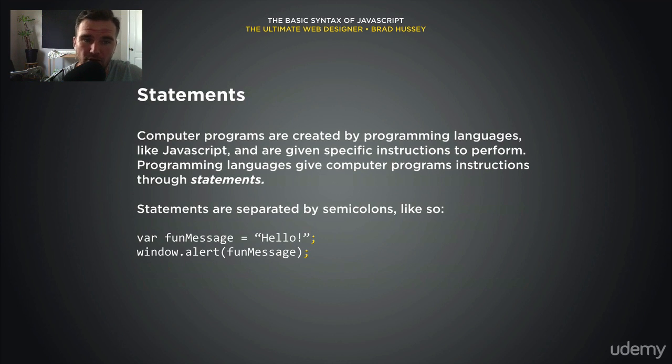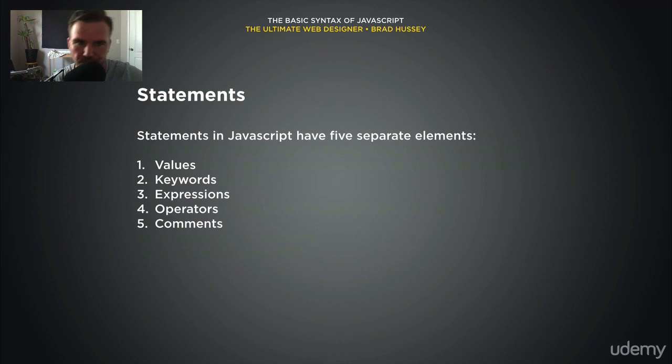Okay, let's talk a little bit about statements. Computer programs are created by programming languages like JavaScript and are given specific instructions to perform. Programming languages give computer programs instructions through statements. So statements are separated by semicolons, like this example. We have var funMessage equals "hello"; window.alert(funMessage); You'll understand this once we start getting into JavaScript.